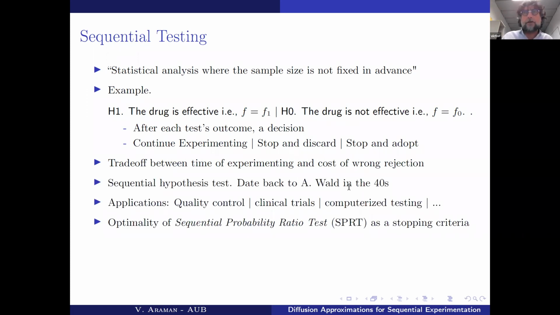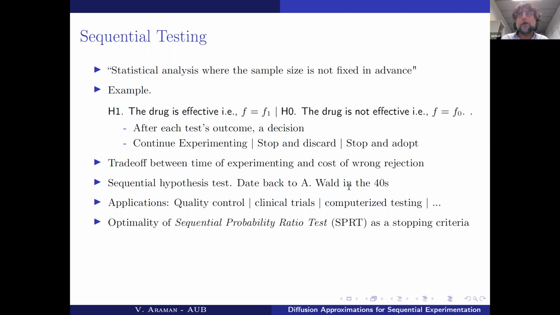This is not a new thing. Of course, sequential hypothesis testing dates back to Abraham Wald in the 40s. It has plenty of applications in manufacturing and quality control, a lot in healthcare and clinical trials, but also computerized testing, where you have a dynamic testing approach to have it more customized to the person taking the test. I'm just mentioning these, but there are plenty of other types of application, and this talk will also introduce another type of application.